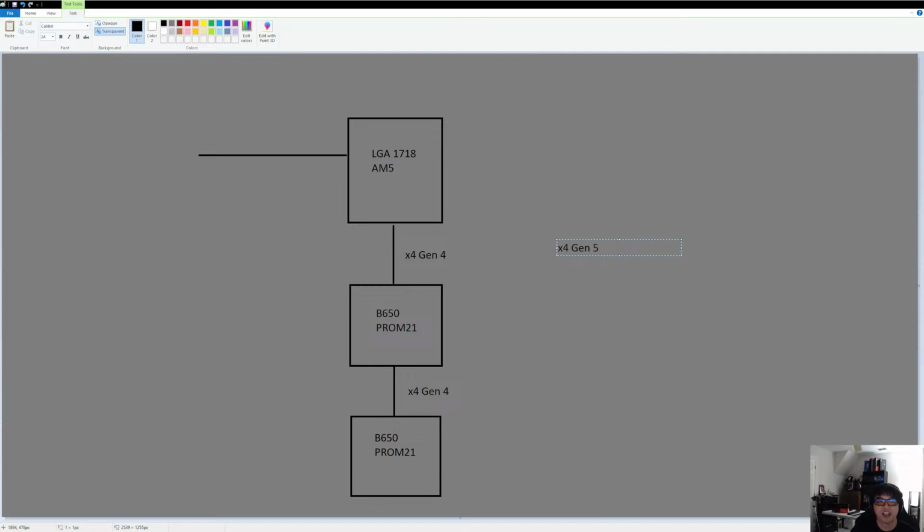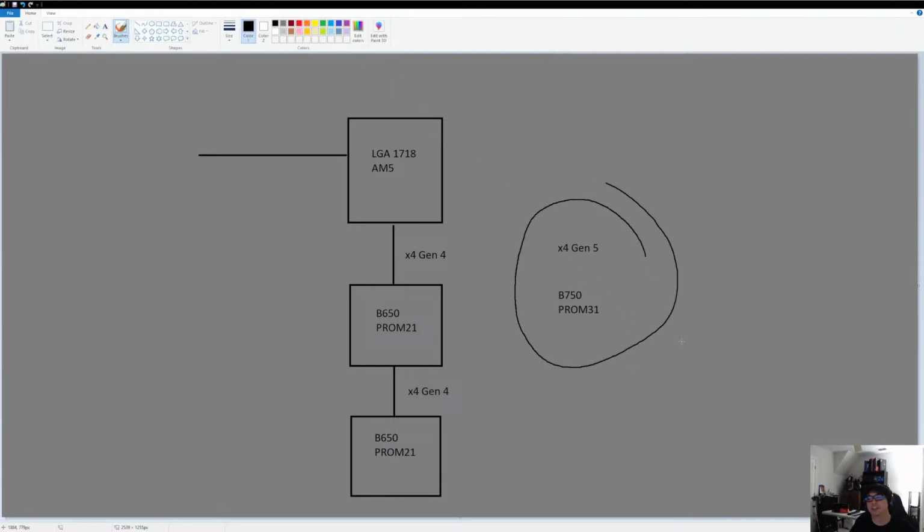However, what I expect is that the new motherboards that come out next year will have Gen 5 on the B750 Prom 31 or whatever they end up calling that thing. So this is what I expect to see as an improvement because it's a natural upgrade thing.